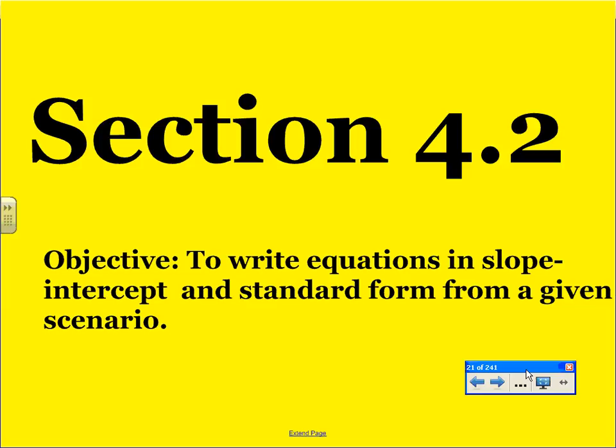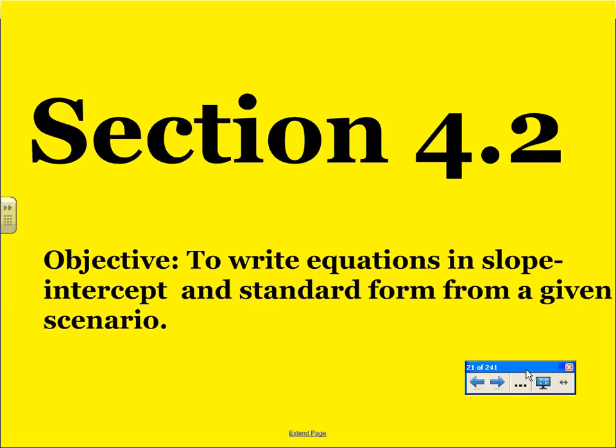All right, so page 4 in the notes, at the top it says section 4.2, linear functions and slope. Here's the lesson where there's not much homework, so you need to make sure that you're listening as much as you can. The objective is to write equations in slope-intercept and standard form from a given scenario. There is so much application in here.